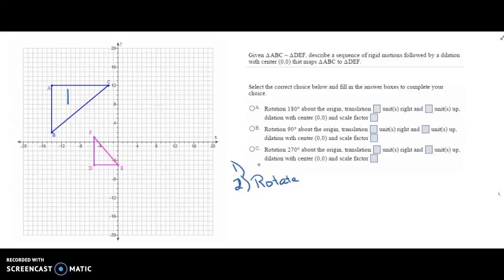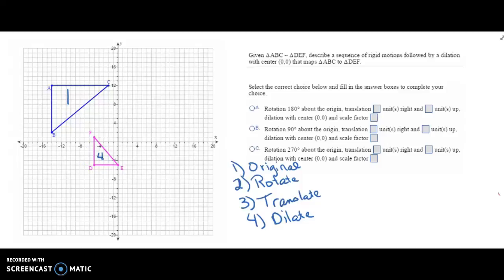The first triangle is the original. The second step is to rotate it. The third step says that we're going to be translating it. And the fourth step says that we will dilate it. Okay, so those are going to be our 4 triangles. So this is going to be number 4.